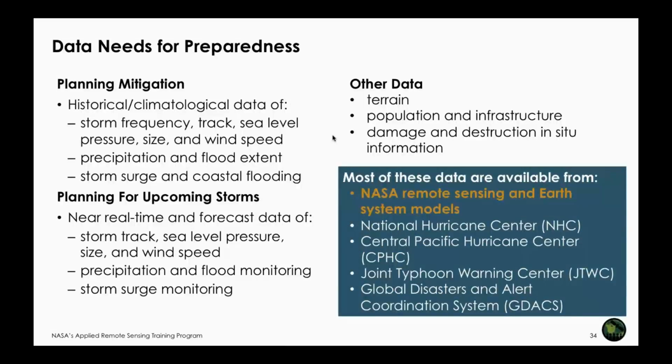So most of these data, historical as well as near real-time and forecast, are available from NASA remote sensing, and there are Earth system models that provide a forecast that can be used for planning. In addition, these centers are mentioned here. We talked about them. These are operational centers. They provide information about tropical storms, like the National Hurricane Center, Central Pacific Hurricane Center, Joint Typhoon Warning Center. Also, there is GDACS, the Global Disasters Alert and Coordination System, that provides information about not just tropical storms, but other disasters also. But the focus of today's talk is NASA remote sensing and Earth system model data.